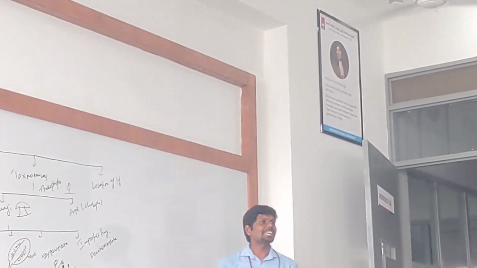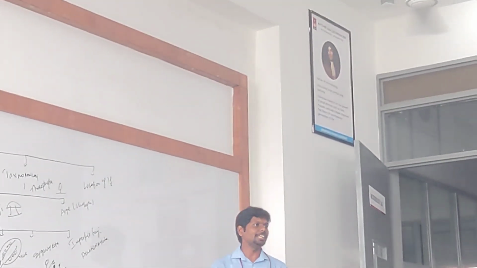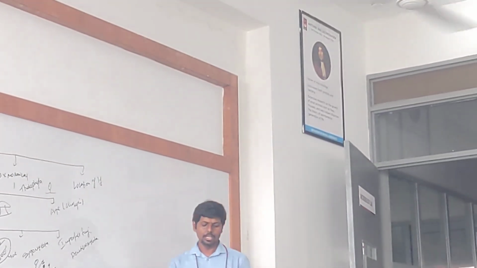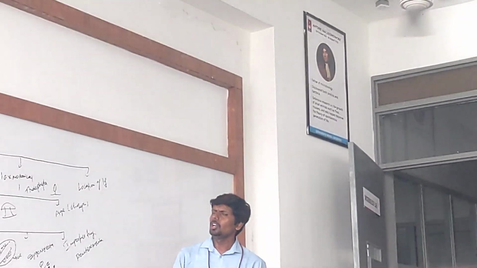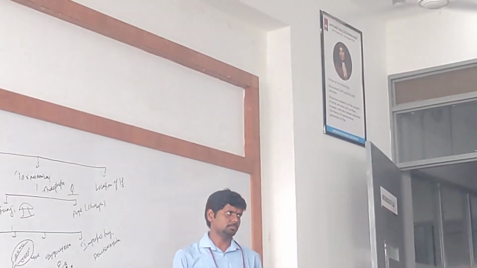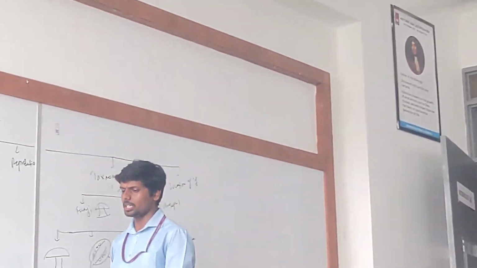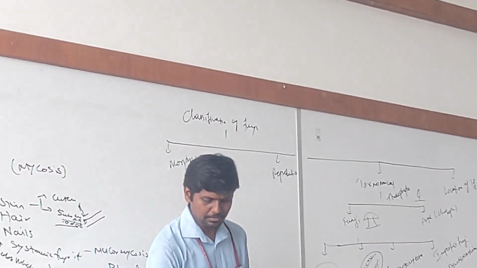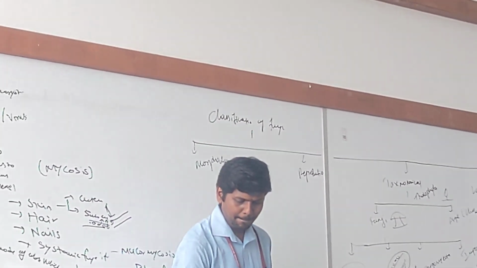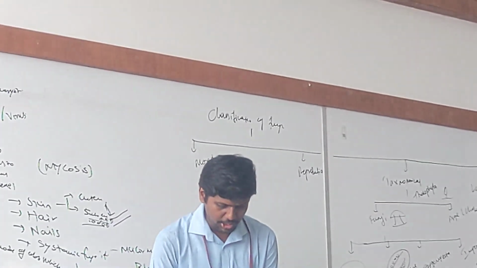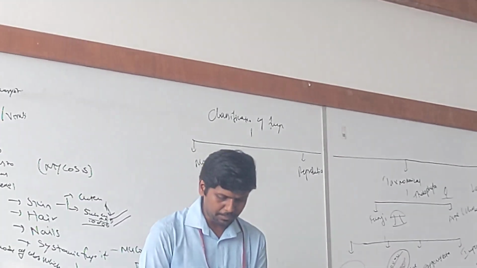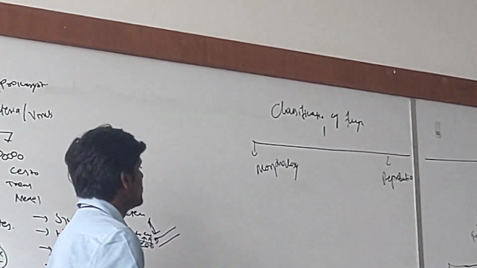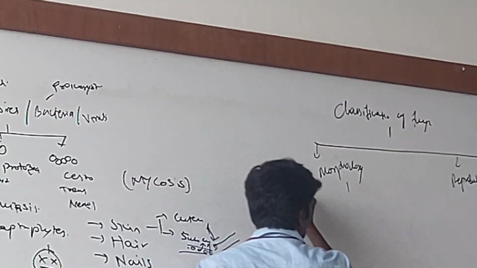Coming back to taxonomical classification. Clear, right? Yeah. Next, we'll discuss morphological classification. Very interesting actually. Morphological classification of fungi. Okay? Listen. In morphological we have 4 types.